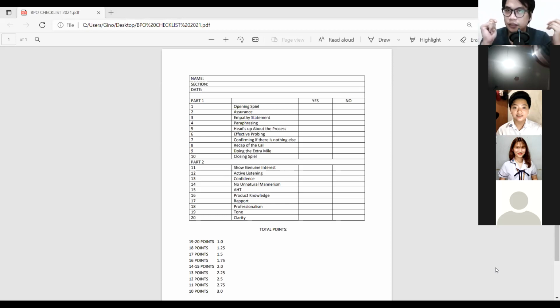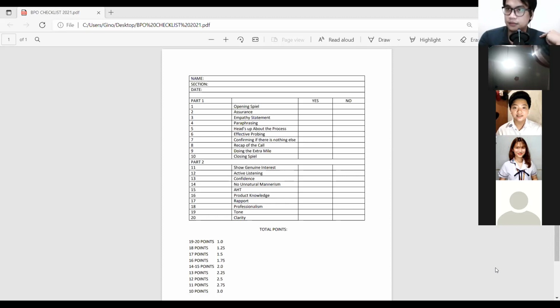So what is assurance? Assurance is you make sure that you are going to help the customer. Let's say, "Don't worry, you reached the right person that can solve all your concerns today." You give them assurance that you are there to help them. Pag nagawa mo yon, another point.